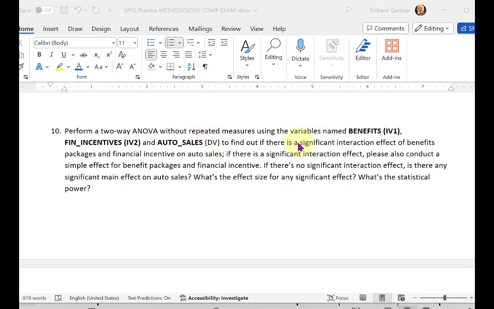Okay, so they want to know if there's interaction. And then if there is, we're going to break it down into their simple effects. But it also wants to know if there are any main effects. So we're just going to run a two-way ANOVA now. So please hold.